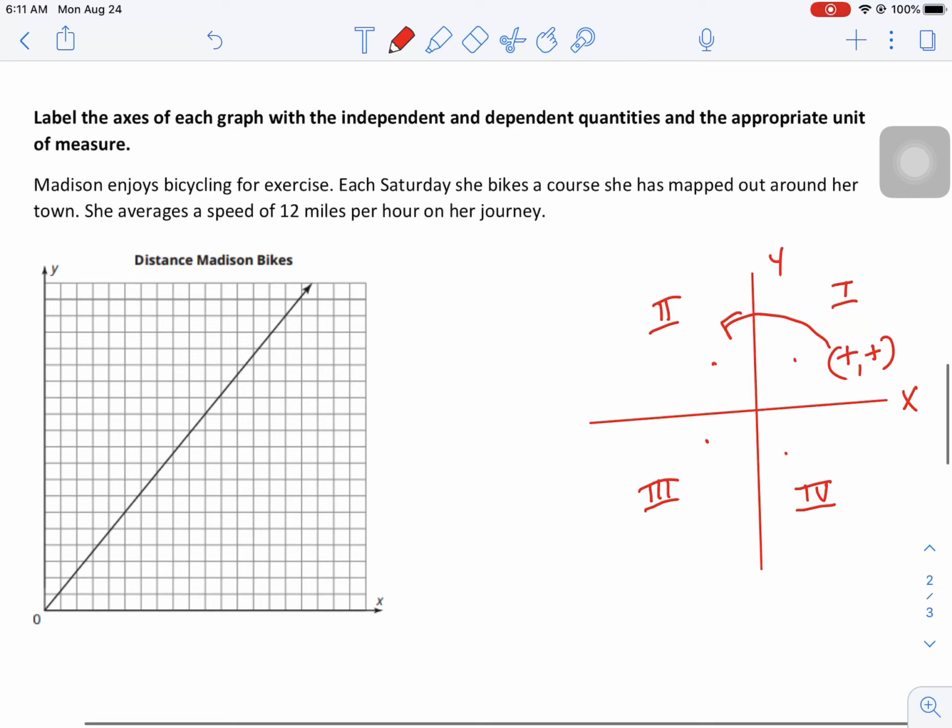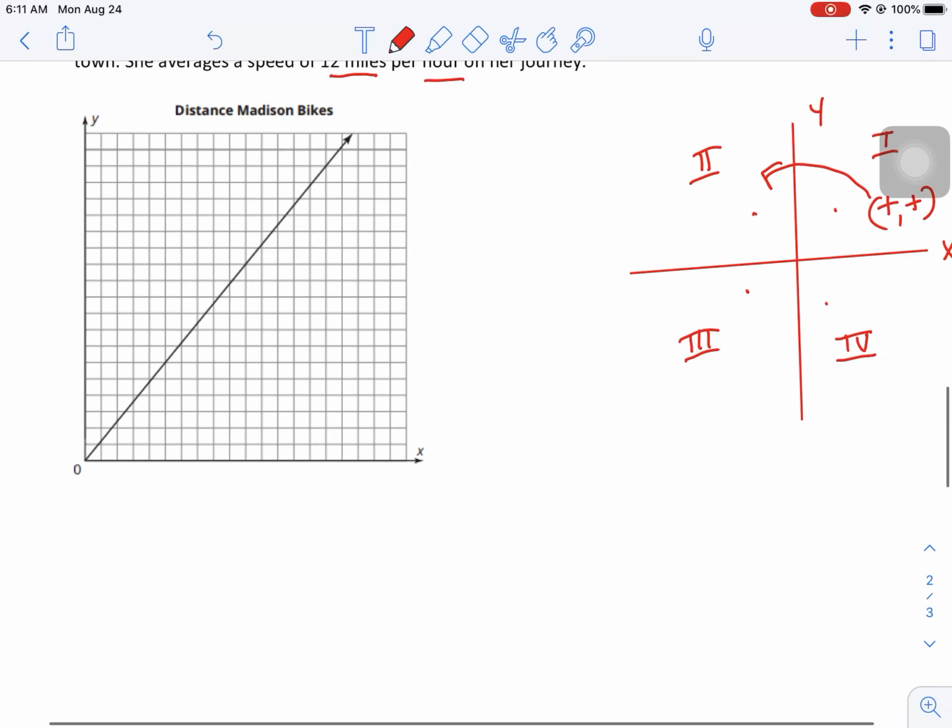This is the positive of the x and the positive of the y, and it rotates around. So, with that said, it says Madison enjoys bicycling for exercise. Each Saturday, she likes to bike. She bikes a course she has mapped out around her town. She averages a speed of 12 miles per hour. So we're talking about miles and time in hours.